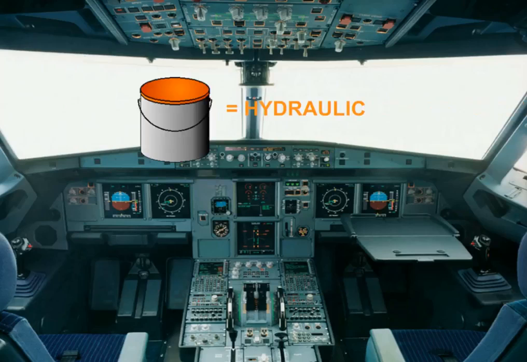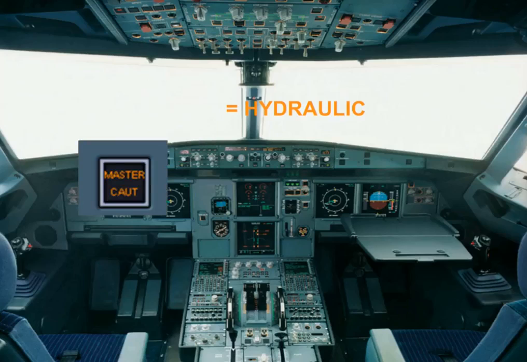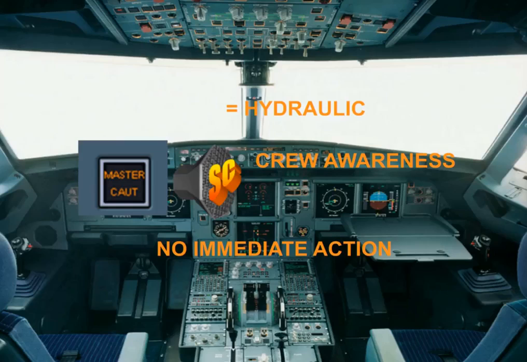After reading the fault title, the first priority is always to ensure the safe flight path of the aircraft before dealing with the fault. The master caution and a single chime mean that the abnormal situation needs crew awareness but no immediate action. This failure, which has no direct consequences on flight safety, is classified Level 2.